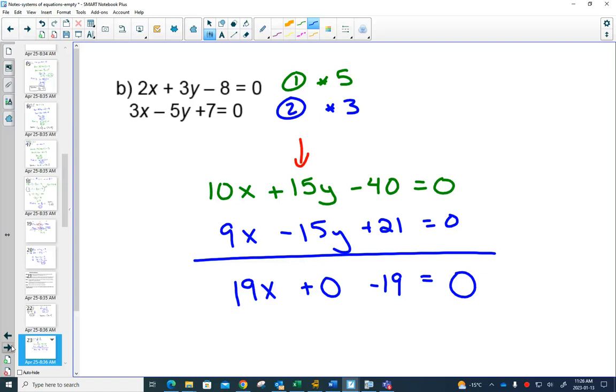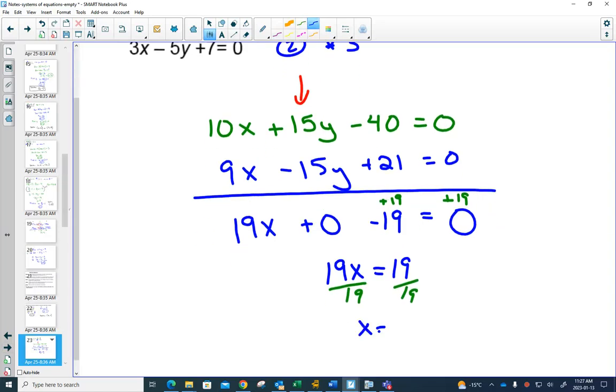Now we have to solve for x. Well, I want to get x by itself. I'm going to add the 19 to both sides. Add the 19 to both sides, right? And then I would like to divide both sides by 19. It got scary there with the 19, right? You're like, oh, is this going to be a not nice number? But x is equal to 1.